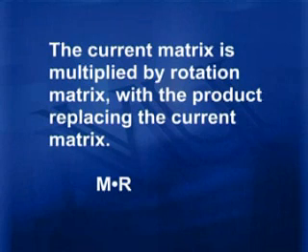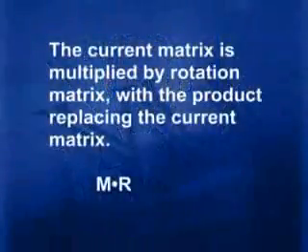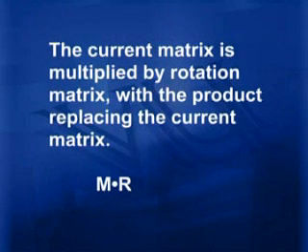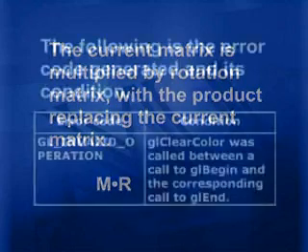The current matrix is multiplied by rotation matrix with the product replacing the current matrix. Just the way it happens in translation, कि जो हमारा current matrix है उसको जब हम translation matrix से multiply करते हैं तो resultant जो बनता है वो current matrix की जगह ले लेता है. बिल्कुल उसी तरह से जब आप rotation के लिए multiplication करेंगे तो rotation matrix से multiplication के बाद जो resultant matrix बनेगा, that would replace the current matrix. So after the product, if M was the original matrix, R was the rotation matrix, resultant would be stored in M.